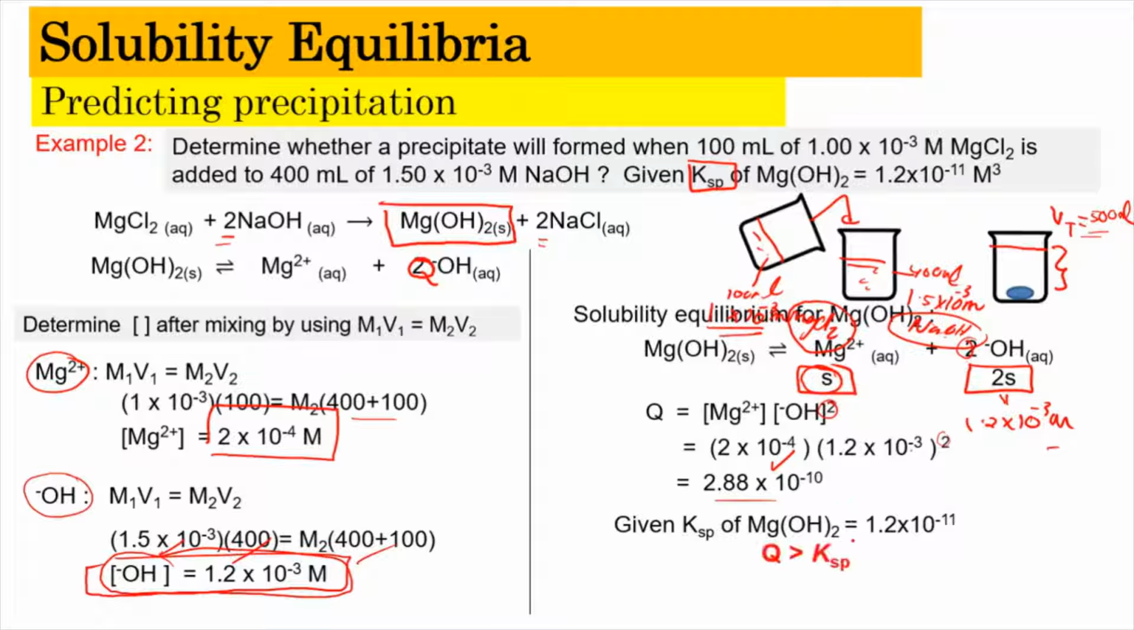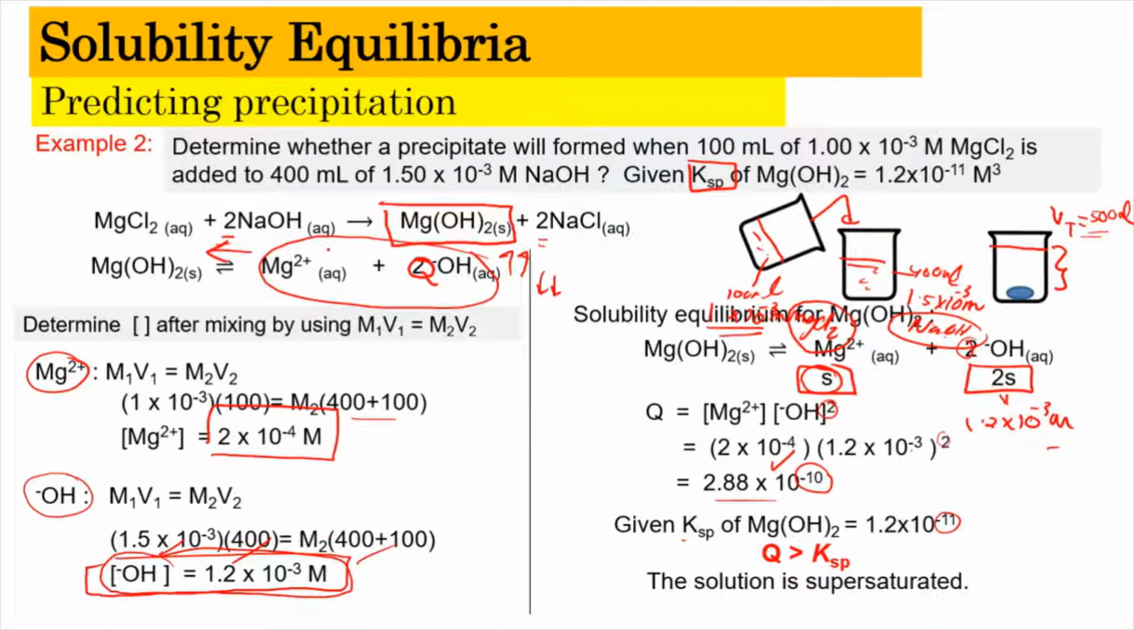And from here, we can compare the value of Q with KSP, in which our Q is going to be greater than KSP because it is to the power of negative 10. Our KSP given is to the power of negative 11. And therefore, we can say that the value of Q is greater than KSP. So when our value of Q is higher, it means that the concentration of the ions here is going to be higher. And according to the Le Chatelier principle, we're going to reduce it back by shifting it to the left.